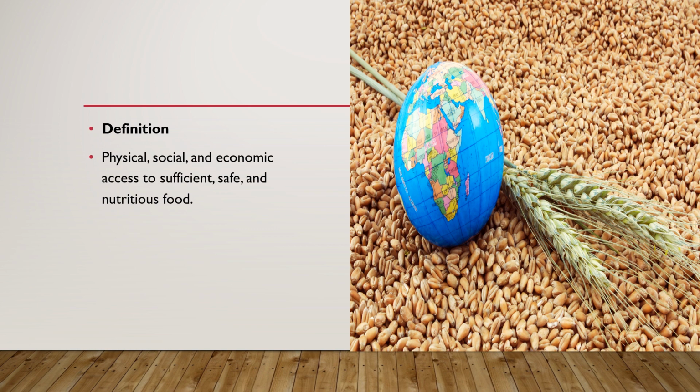Food security exists when all people, everyone, at all times, have physical, social, and economic access to sufficient, safe, and nutritious food that meets their dietary needs and food preferences for an active and healthy life. Now, this definition comes from the United Nations Food and Agriculture Organization, FAO.